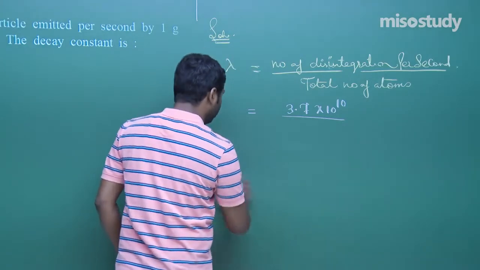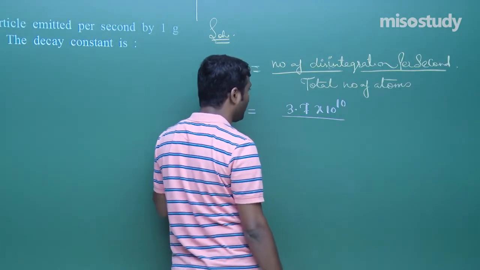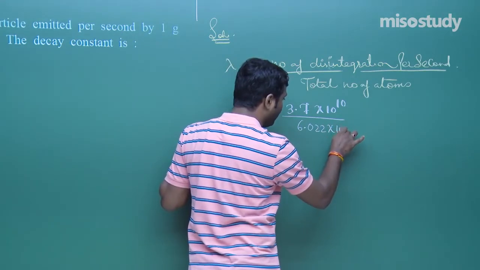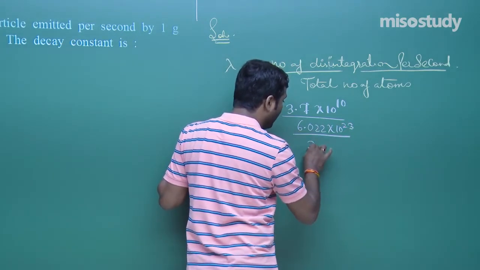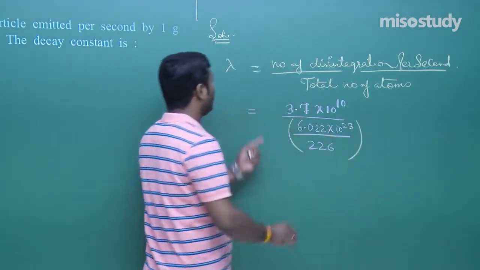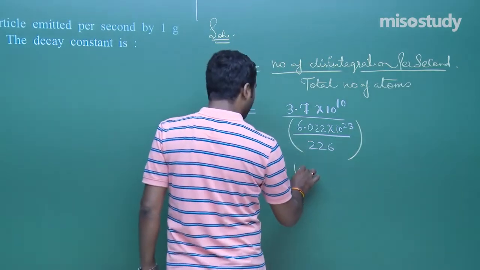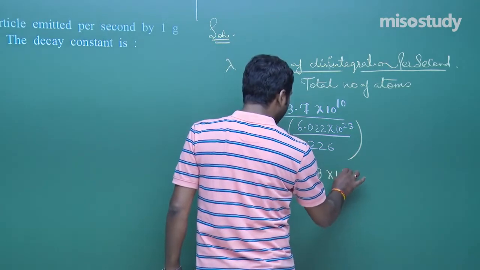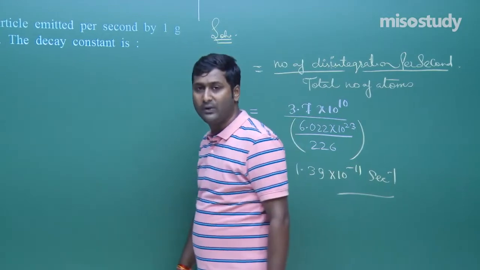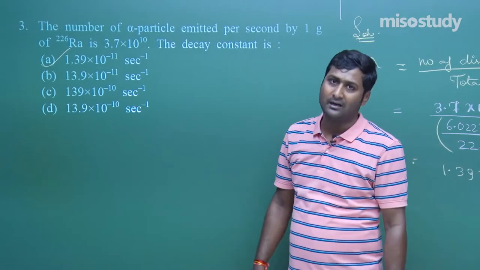So decay constant lambda is equal to 3.7 × 10^10 divided by (6.022 × 10^23 divided by 226). This is the calculation, and this is the decay constant. After solving, what do we get? We get the answer around 1.39 × 10^-11 per second. So for this question, we can say A is the correct option. For question number 3, A is the correct option.